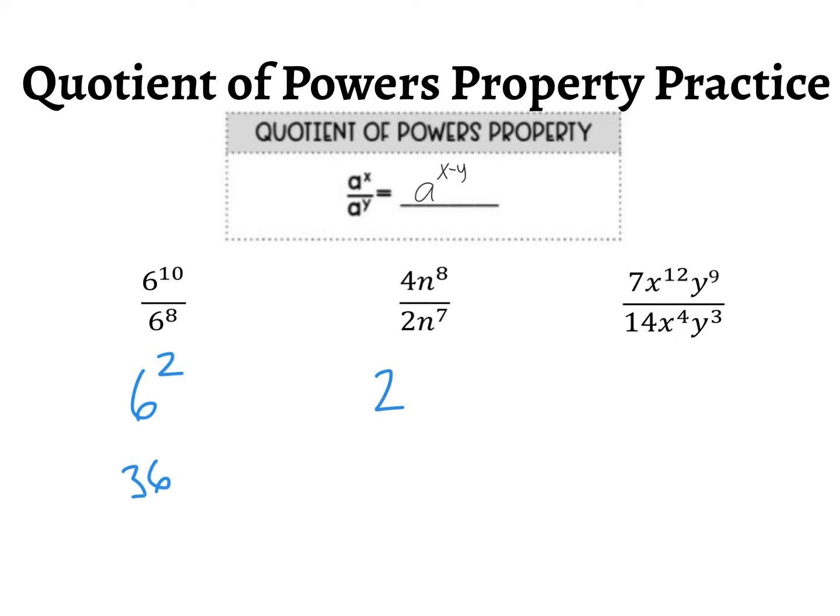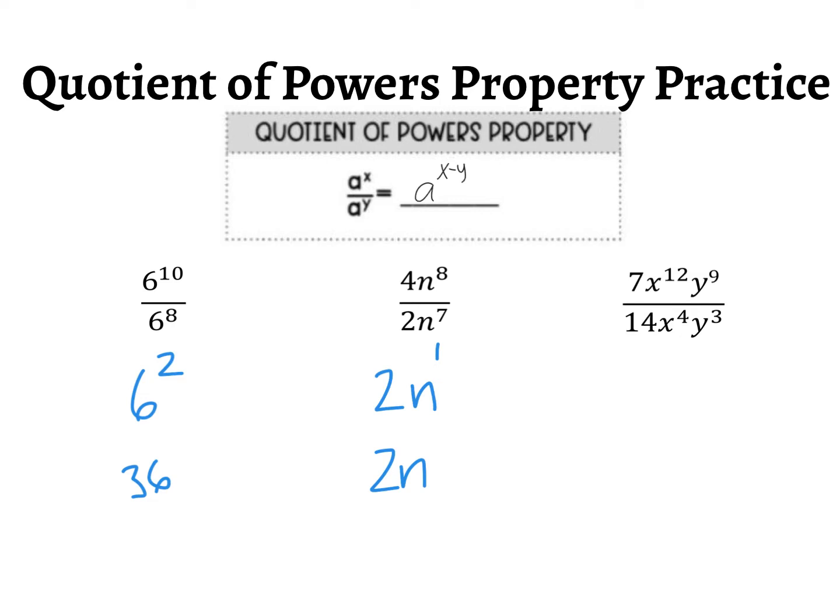And then n to the 8th power divided by n to the 7th is really just 8 minus 7, which is just n to the 1 power. Now, n to the 1 power is really just n, right? So it's just 2 times n. Why don't you quickly pause and give this other one a try?